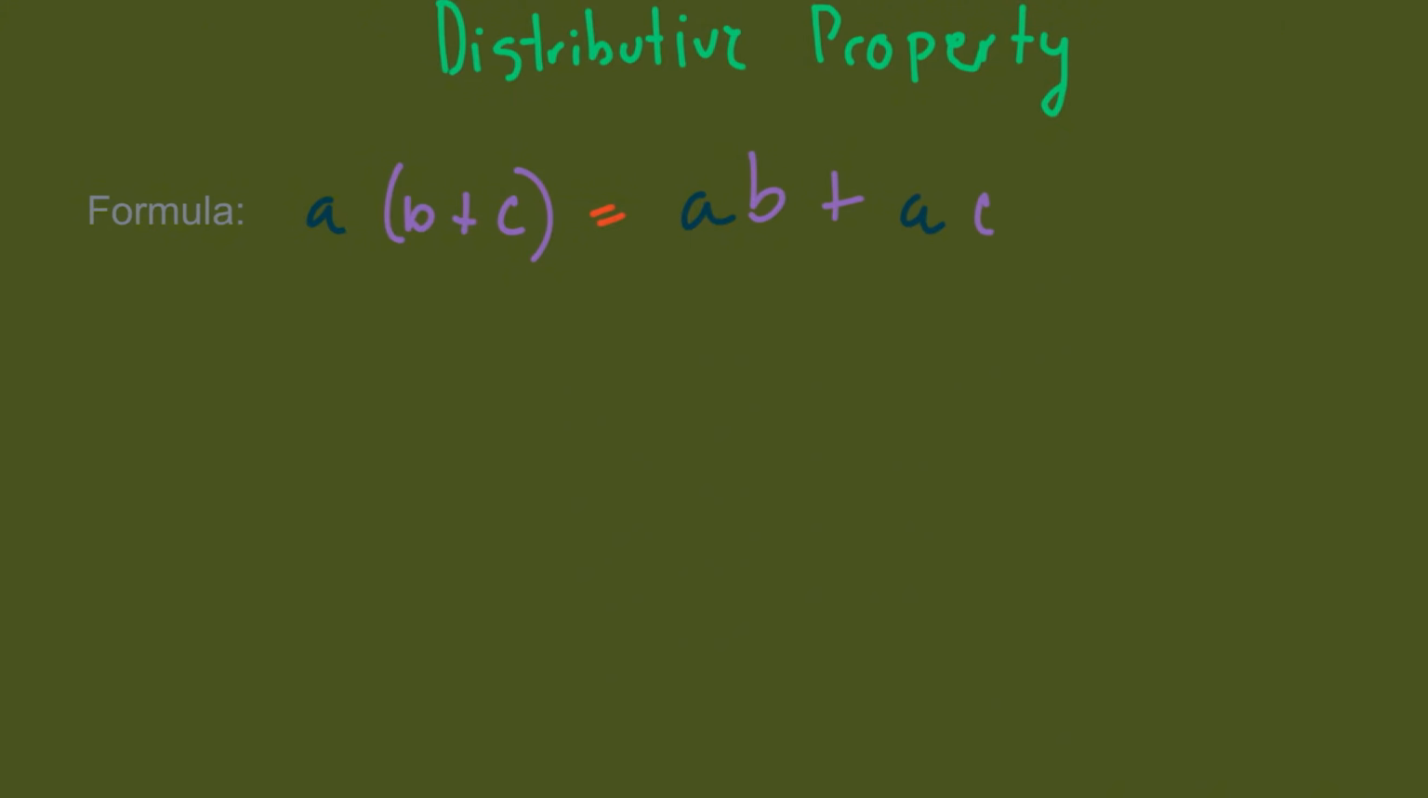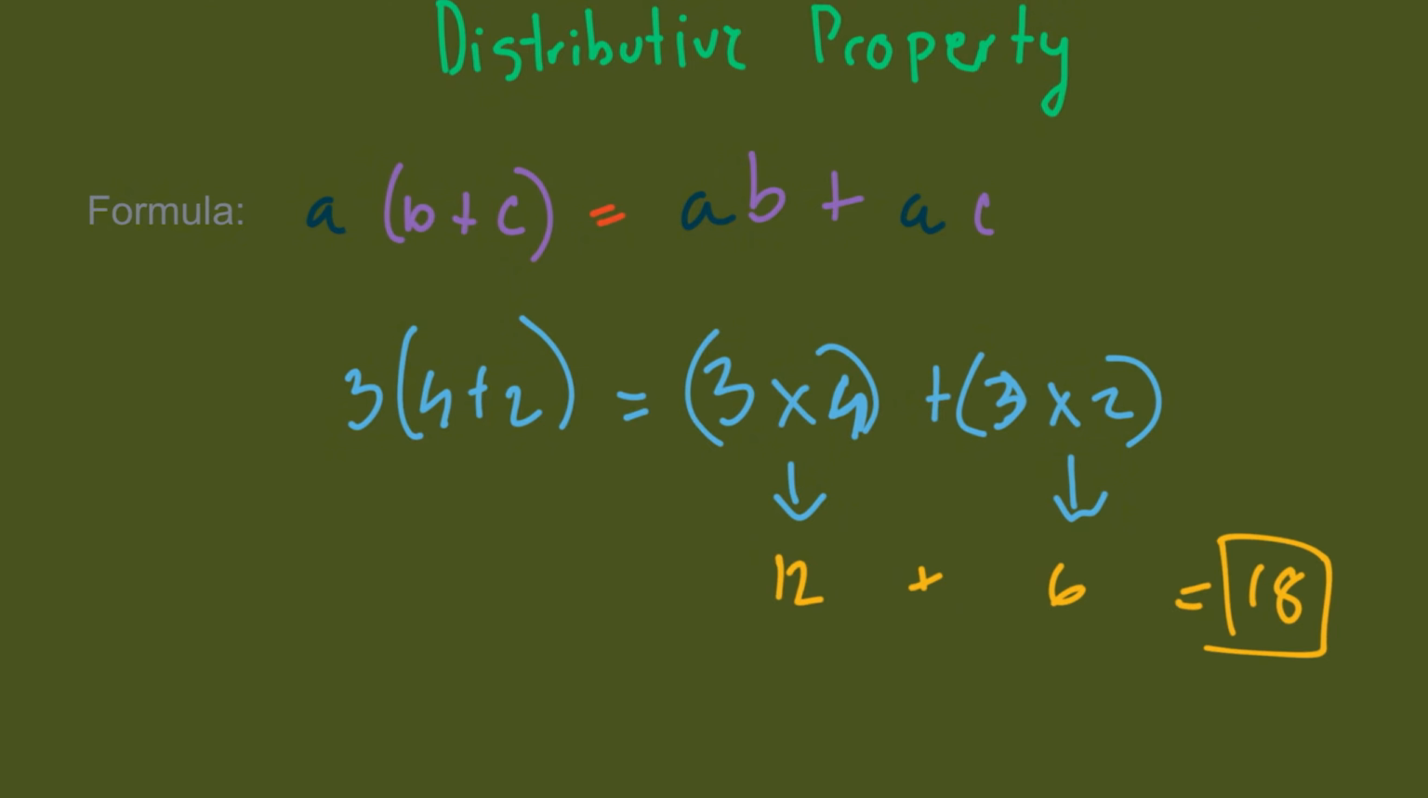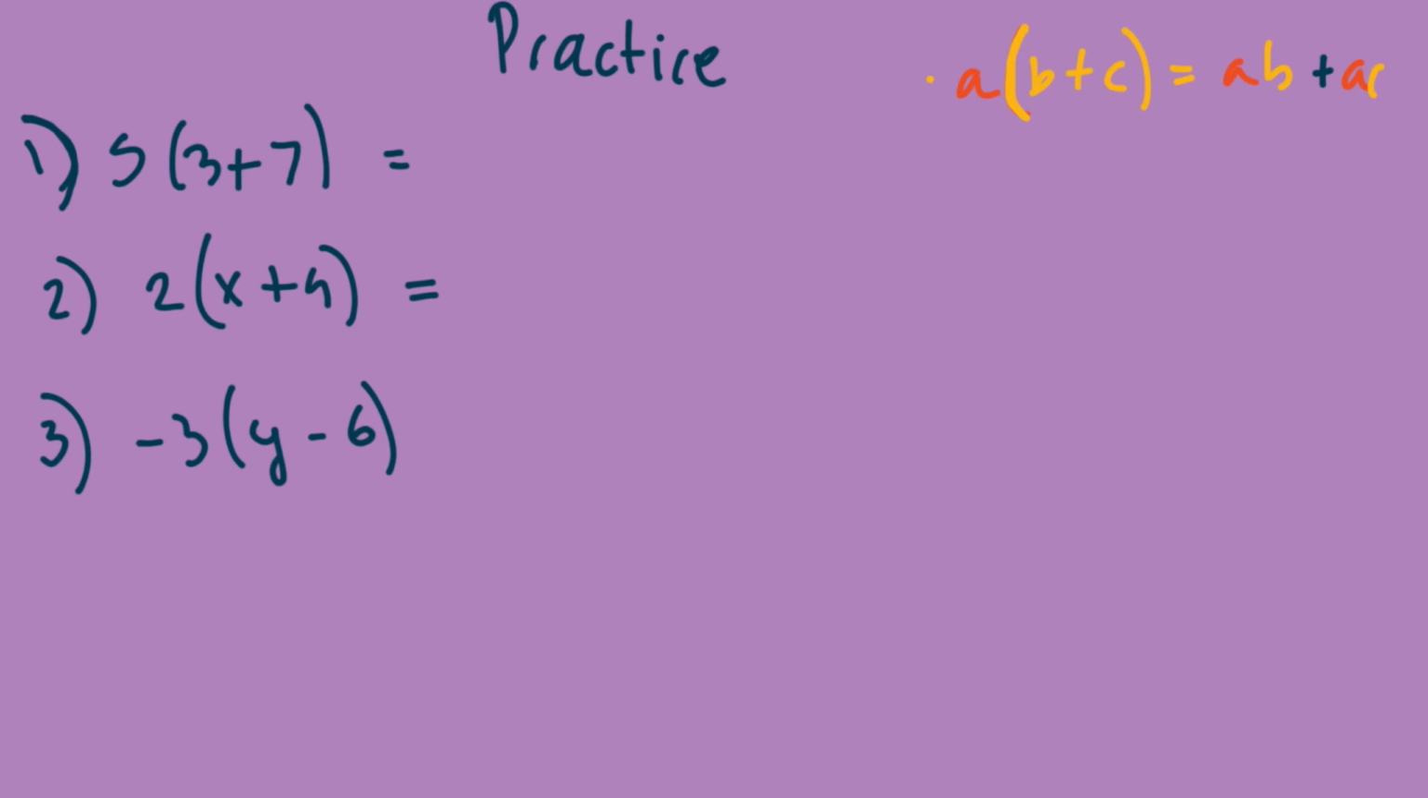So an example: 3 times (4 plus 2) is the same as 3 times 4, I'll just put in parentheses, plus 3 times 2, parentheses. And then just simplify this. So this will just be 12 plus 6, it's just 18. So this one, you actually have to solve it. Try these practice problems. I did write down the formula again for you. So easy stuff, I believe you can do it.